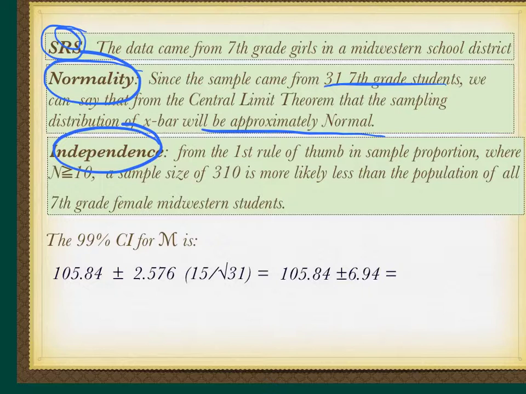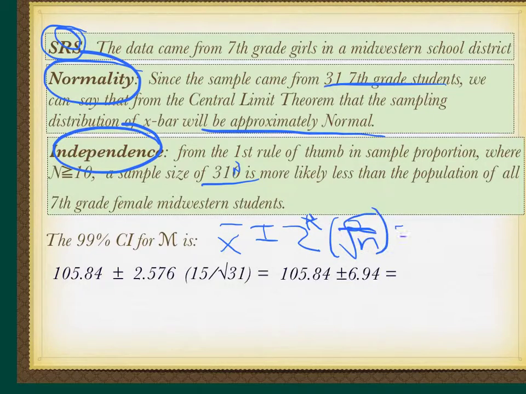The third is that a sample of 31, this is actually supposed to be just 31, is less than 10% of the population of all 7th grade girls. So I'm able to take the x mean plus or minus the z critical value times sigma divided by the square root of n.